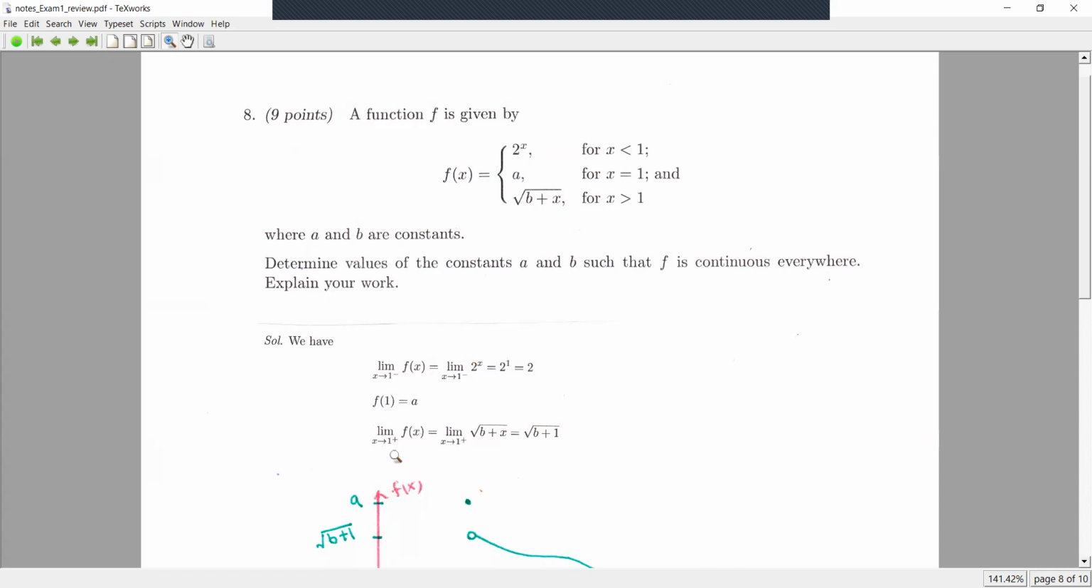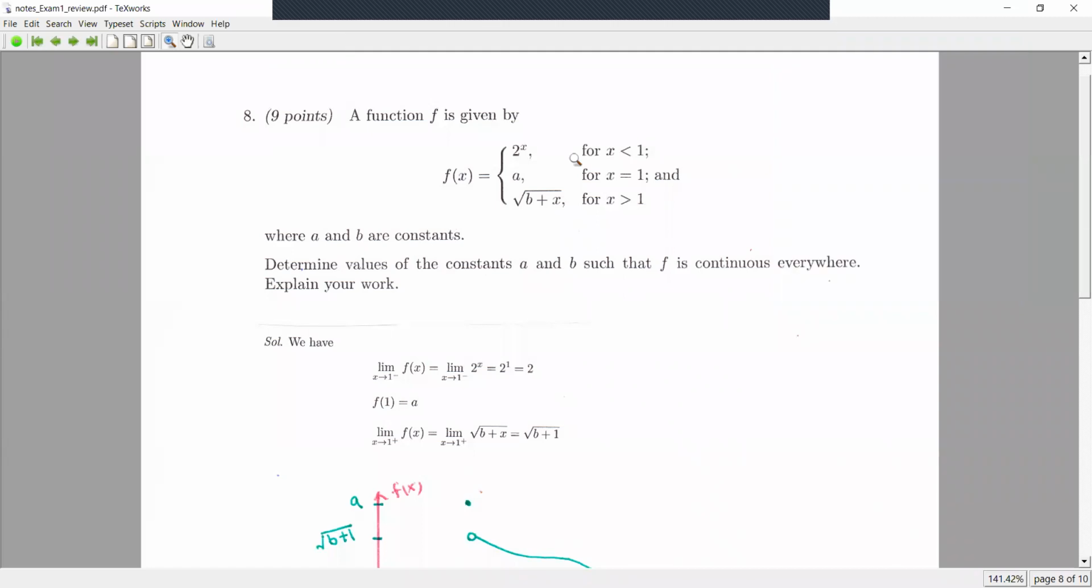Right-hand side limit at 1. When x approaches 1 from the right side, x is greater than 1. When x is greater than 1, the function is this. So we have this equation. Now, plug in 1 for x, then this limit is the square root of b plus 1.